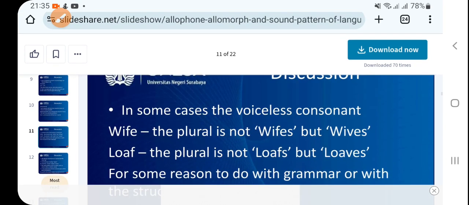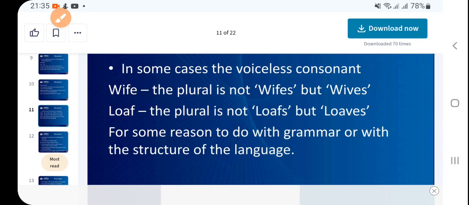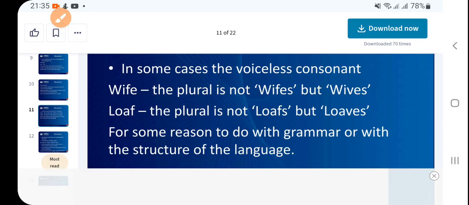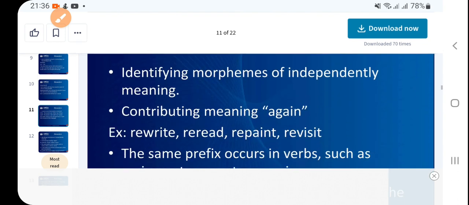So in some cases the voiceless consonant: wife, plural of wife, wives, right? Loaf, loaves, okay? So the plural is not just s but ves, for some reason to do with grammar or with the structure of the language, and that is why that's a voiceless consonant, wives, right? And then loaves, so that is not s only, it becomes ves, right?